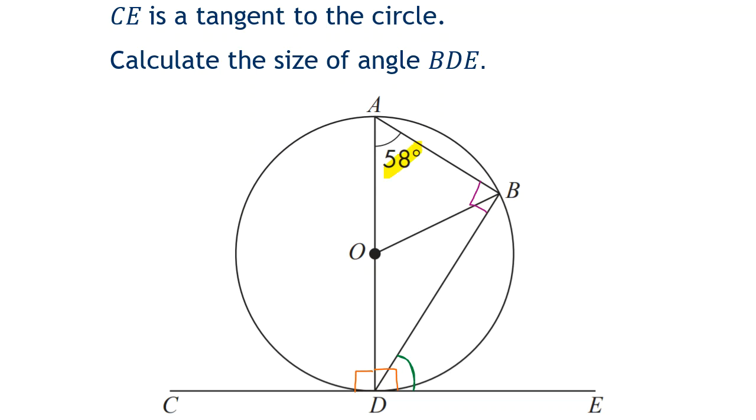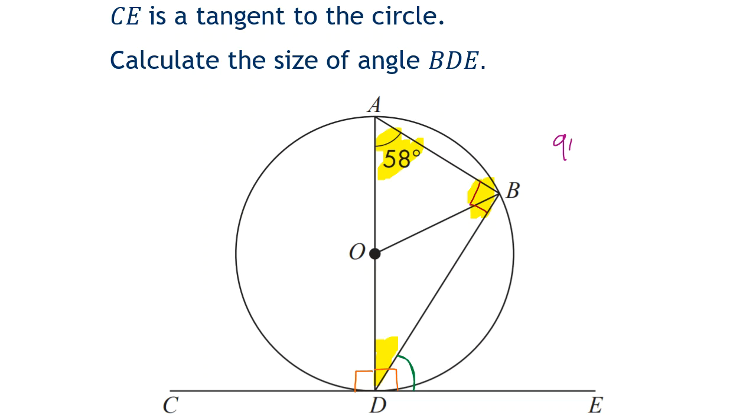If we think about it, we know that's 58 and we know that that's 90. So we can work out this angle down here because we know that all the angles in the triangle add to 180. And once we've worked that out, we can subtract from 90 to get the little green angle BDE that we're looking for. So let's go on with the calculations now.